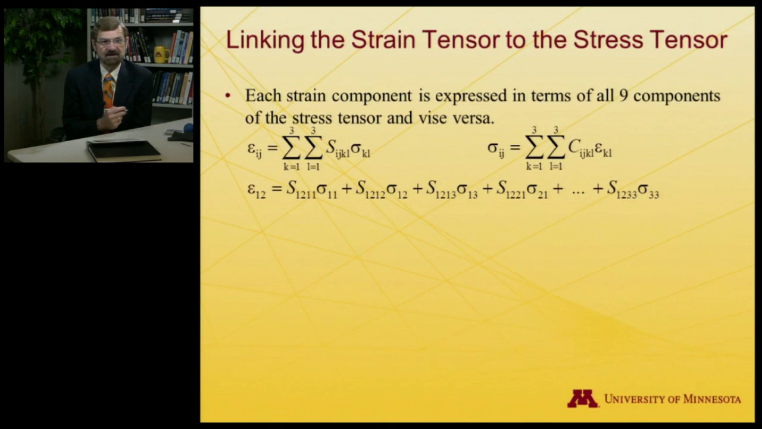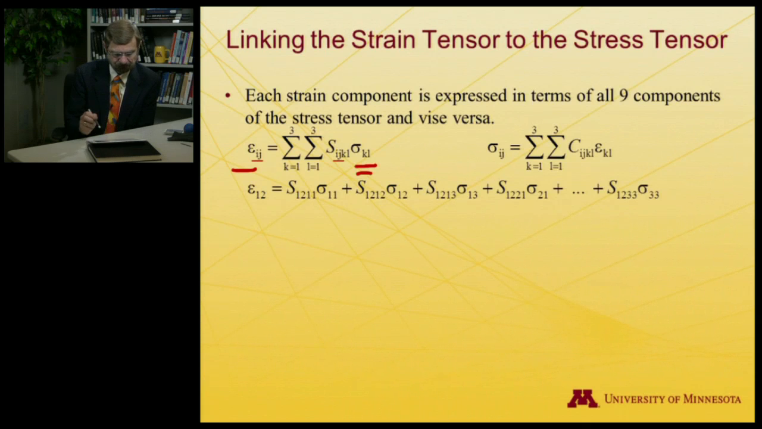So the simplest way to do it, you can just take the brute force approach and say, I'm going to express all of my strain terms, epsilon ij, in terms of all of my stress terms, which I'll call sigma kl. And again, the k and the l and the i and the j simply refer back to my Cartesian coordinate system, x1, x2, and x3.